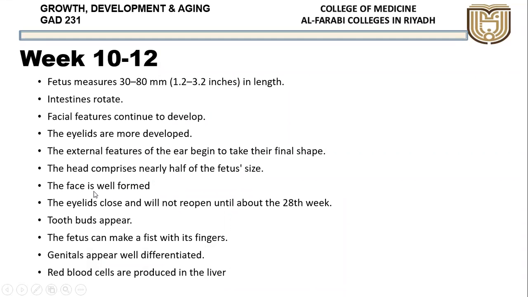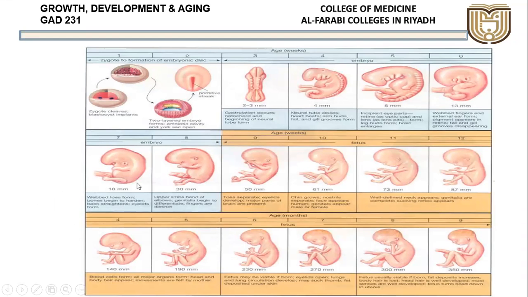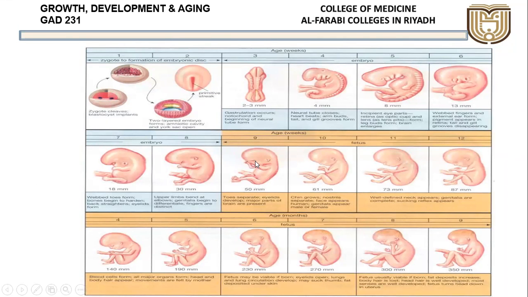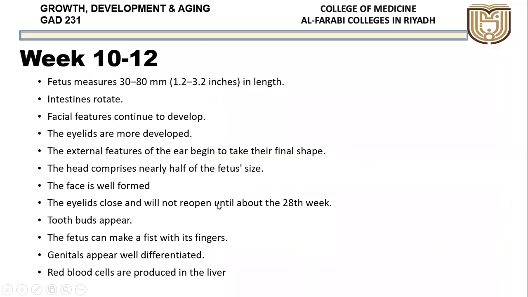Okay, then the face is well formed, as you can see here. The face now has features of the nose, the mouth, the eyelids, everything has been formed. The eyelids close and will not reopen until about the 28th week. If you see here, in the initial stages it is open, but now it closes the eye, which helps in the development of the eye itself, and it will not reopen until the 28th week of the intrauterine life.